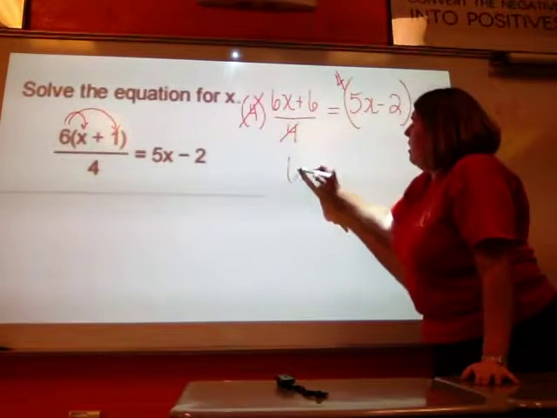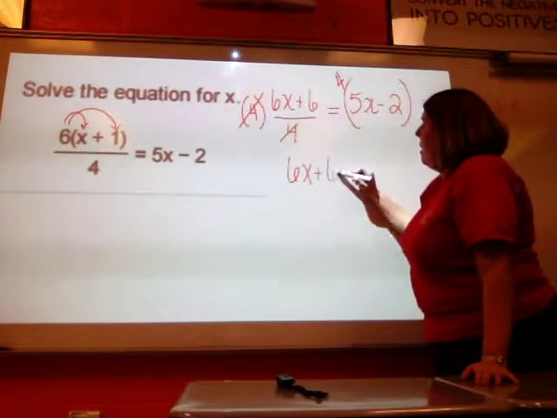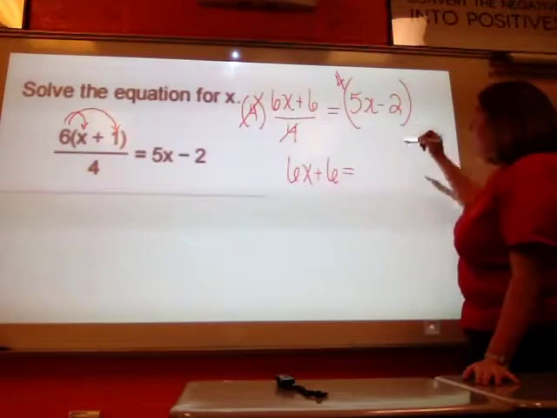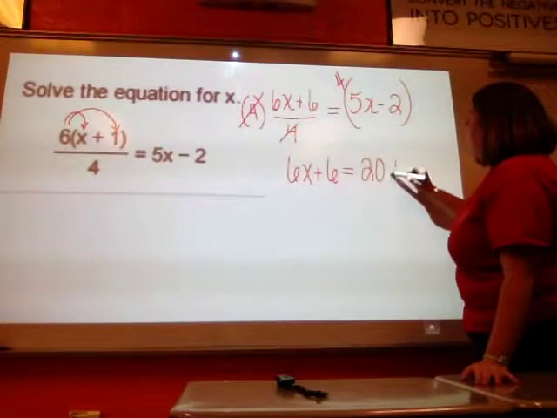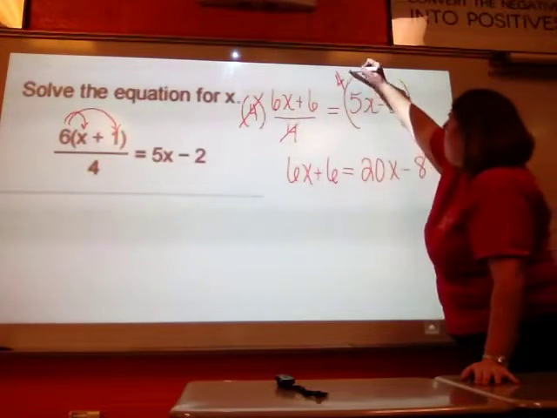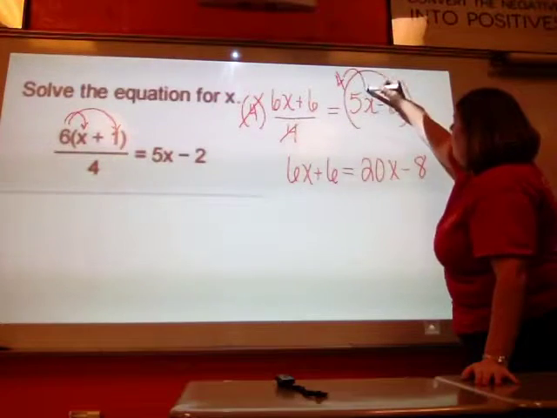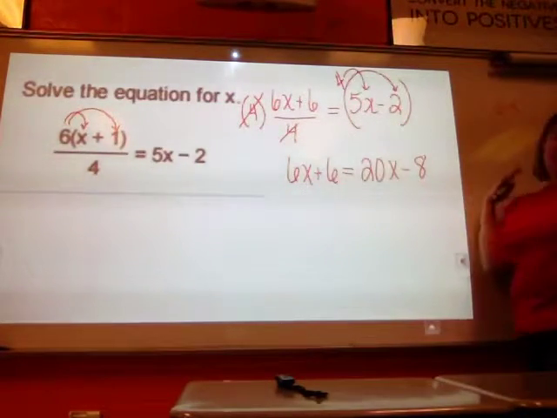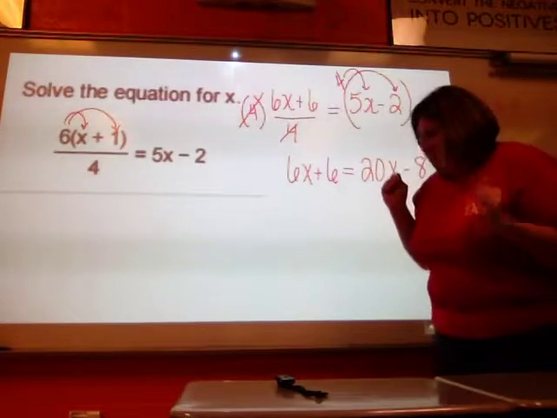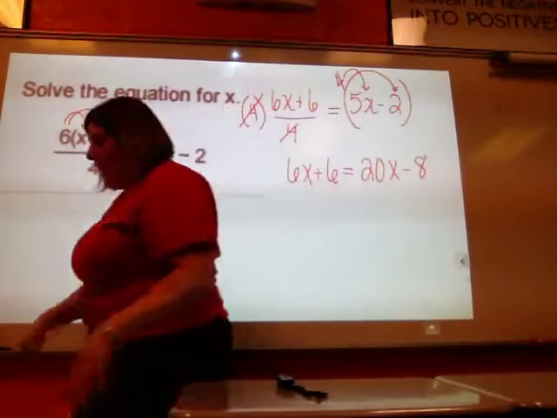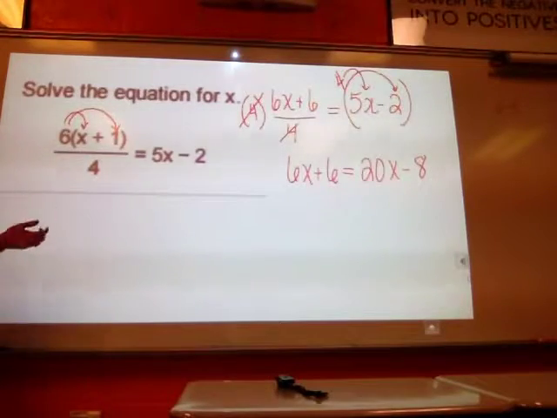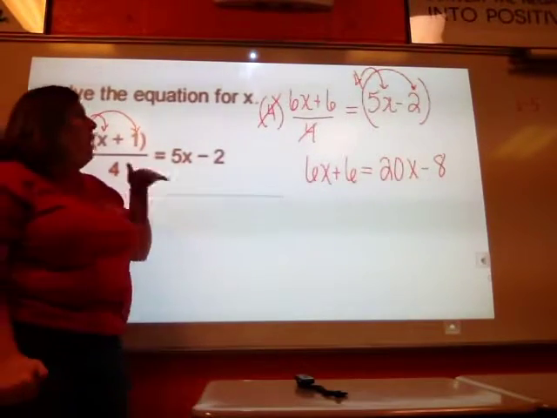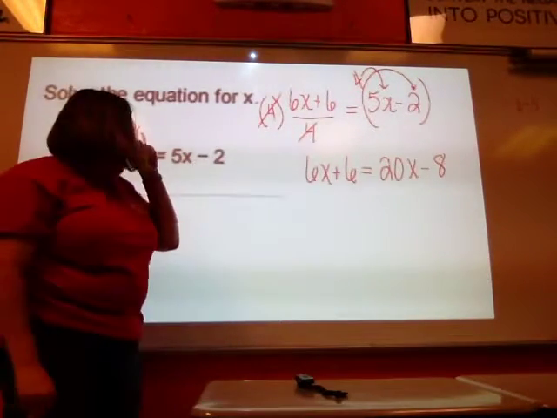It's going to leave you with 6x plus 6 is going to be equal to 20x minus 8, because I distributed the 4. Okay? When I do that, now I've got an equation that got rid of all of my fractions, and it's ready to solve.